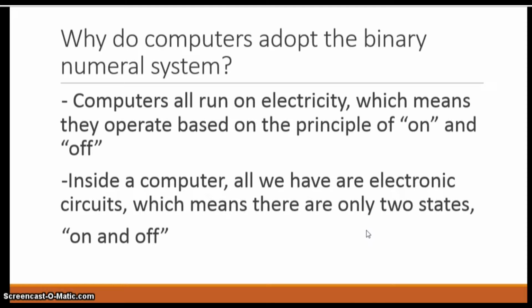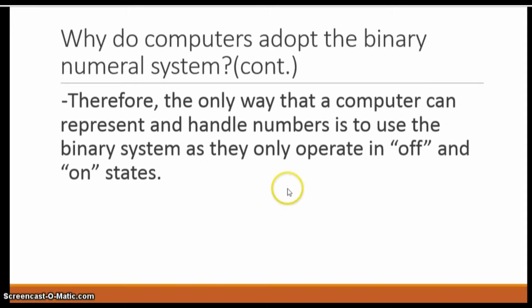So why do computers adopt the binary numeral system? Computers all run on electricity, which means they operate based on the principle of on and off. Inside a computer, all we have are electronic circuits, which means there are only two states, on and off. Therefore, the only way that a computer can represent and handle numbers is to use the binary system, as they only operate in on and off states. With the binary system, there are only two numbers.